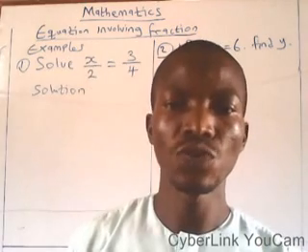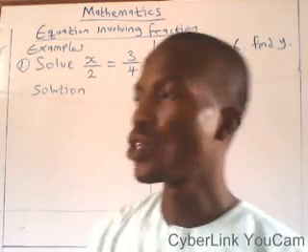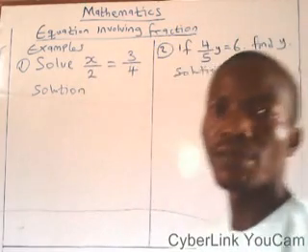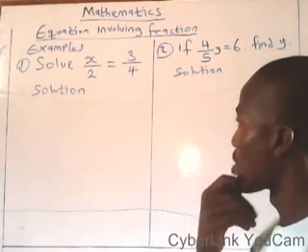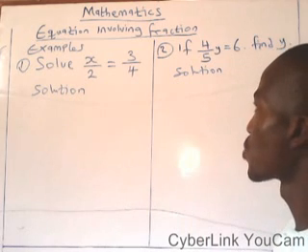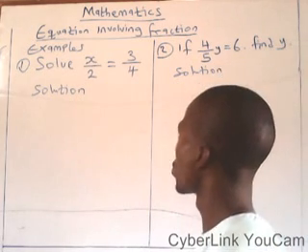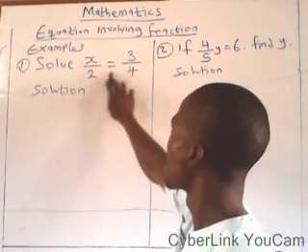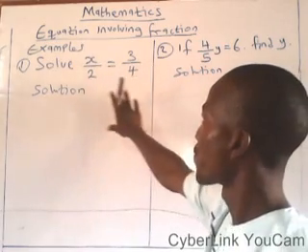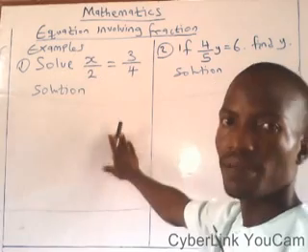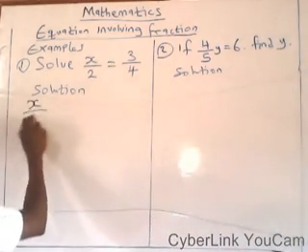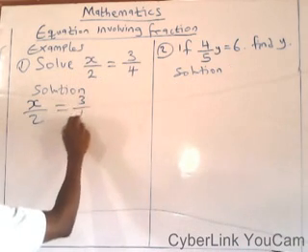Now the topic we are going to do for today is equation involving fraction. We are going to start with example number 1. The example that we are given says: solve x over 2 is equal to 3 over 4. These are two fractions equal to each other. We have x over 2 is equal to 3 over 4.